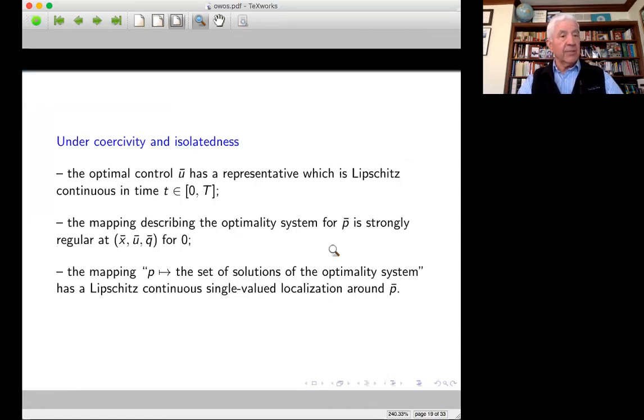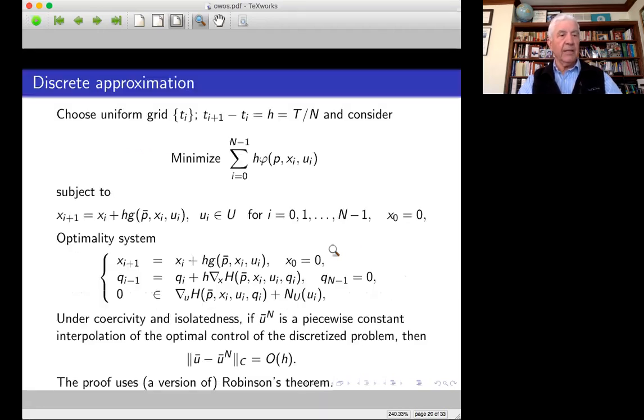It turns out that under coercivity and isolatedness, the optimal control, which is basically an L infinity function, can be identified with a Lipschitz continuous function in time. The mapping describing the optimality system is strongly regular. And also the mapping from p to the set of solutions of the optimality system is Lipschitz continuous. This is the same as we obtained for the mathematical programming problem, of course adjusted to the optimal control setting.